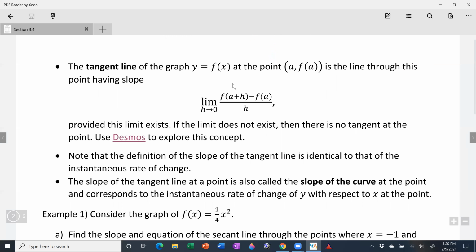Okay, so then the tangent line of the graph y equals f of x at a single point, so not two separate points, at a single point a comma f of a, is the line through this point having slope as the limit as h goes to 0 of that slope of the secant line. Okay, and so that's that instantaneous rate of change that we studied in the previous section. Now, provided this limit exists. If this limit does not exist, then there is no tangent line at the point, and we'll talk about those cases a little bit later.